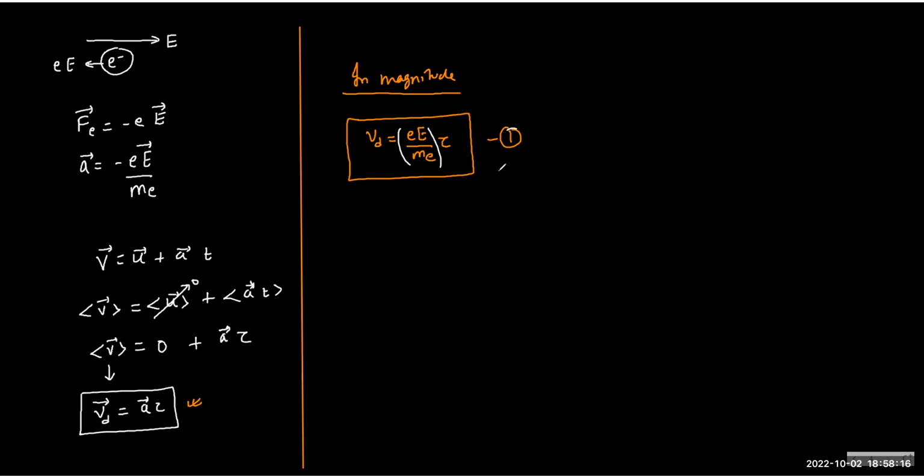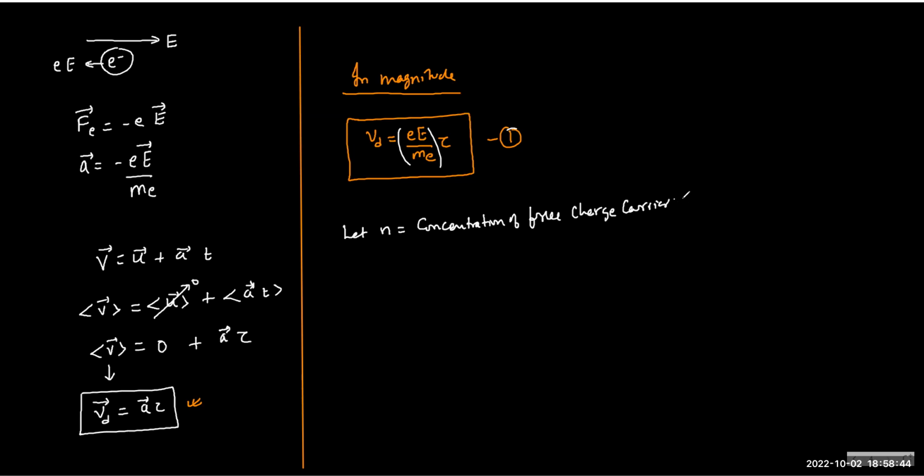So now you know how the bulk will move, right? So if I choose, let n be the concentration of free charge carrier.